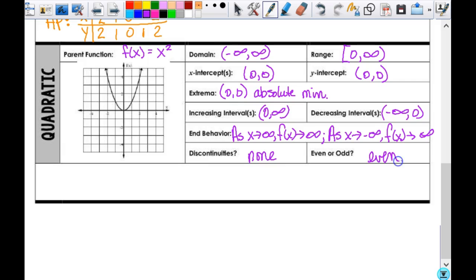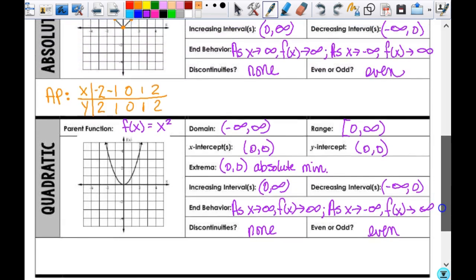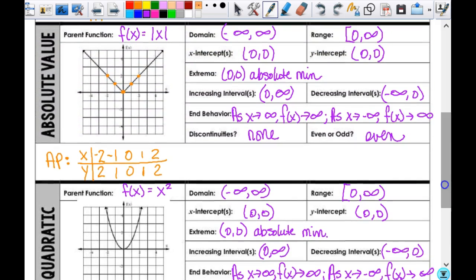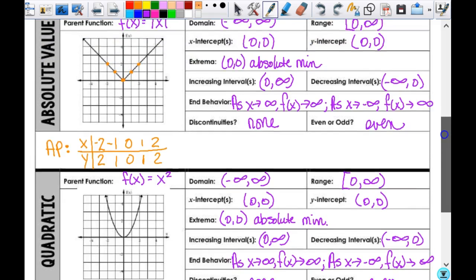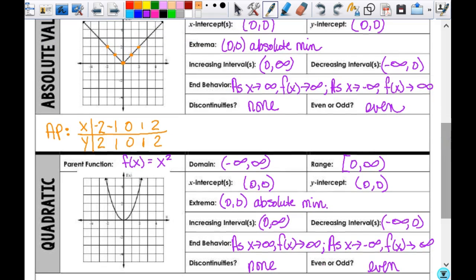Even. Okay, so I want you to look at what we just filled in there, and I don't think I can make them both fit at the same time, but everything we just wrote, with the exception of the function itself, everything I wrote in purple for these two, are there any differences? Or is it all exactly the same? It's all exactly the same.